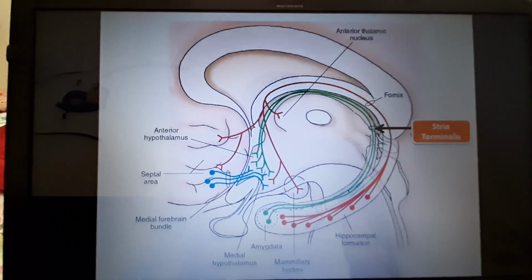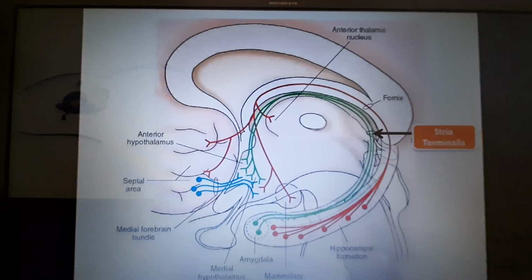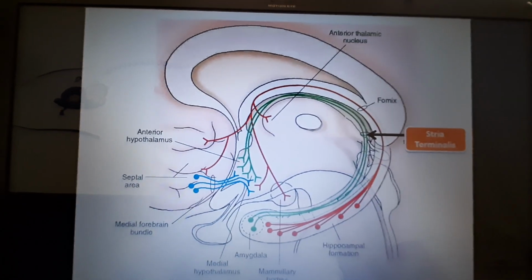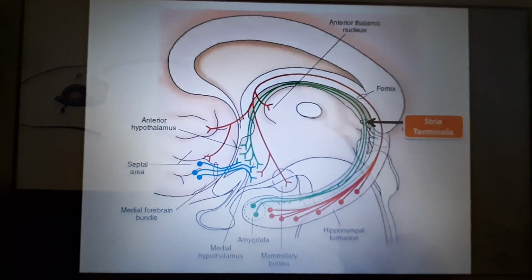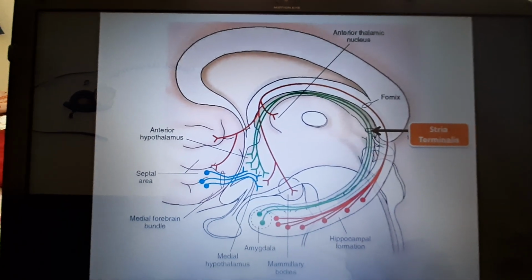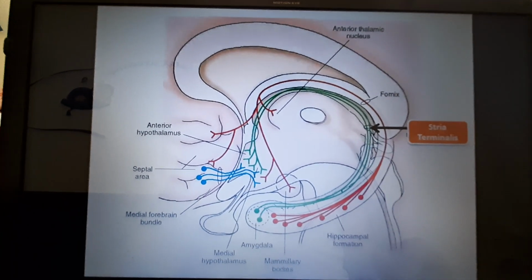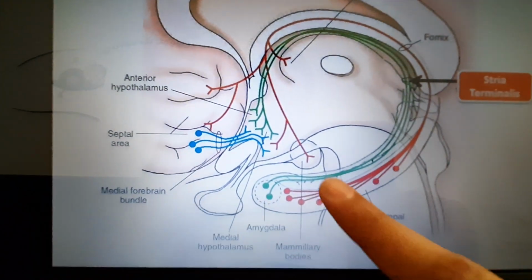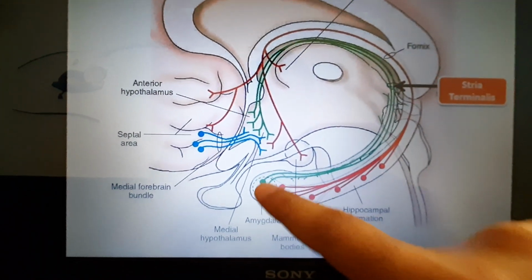So why have we seen this? Because we have seen the stria terminalis, which was part of the floor of the central part of the lateral ventricle. So I hope we are clear with what the stria terminalis is and what the amygdala is. Again, we can zoom here, you can see the amygdala.